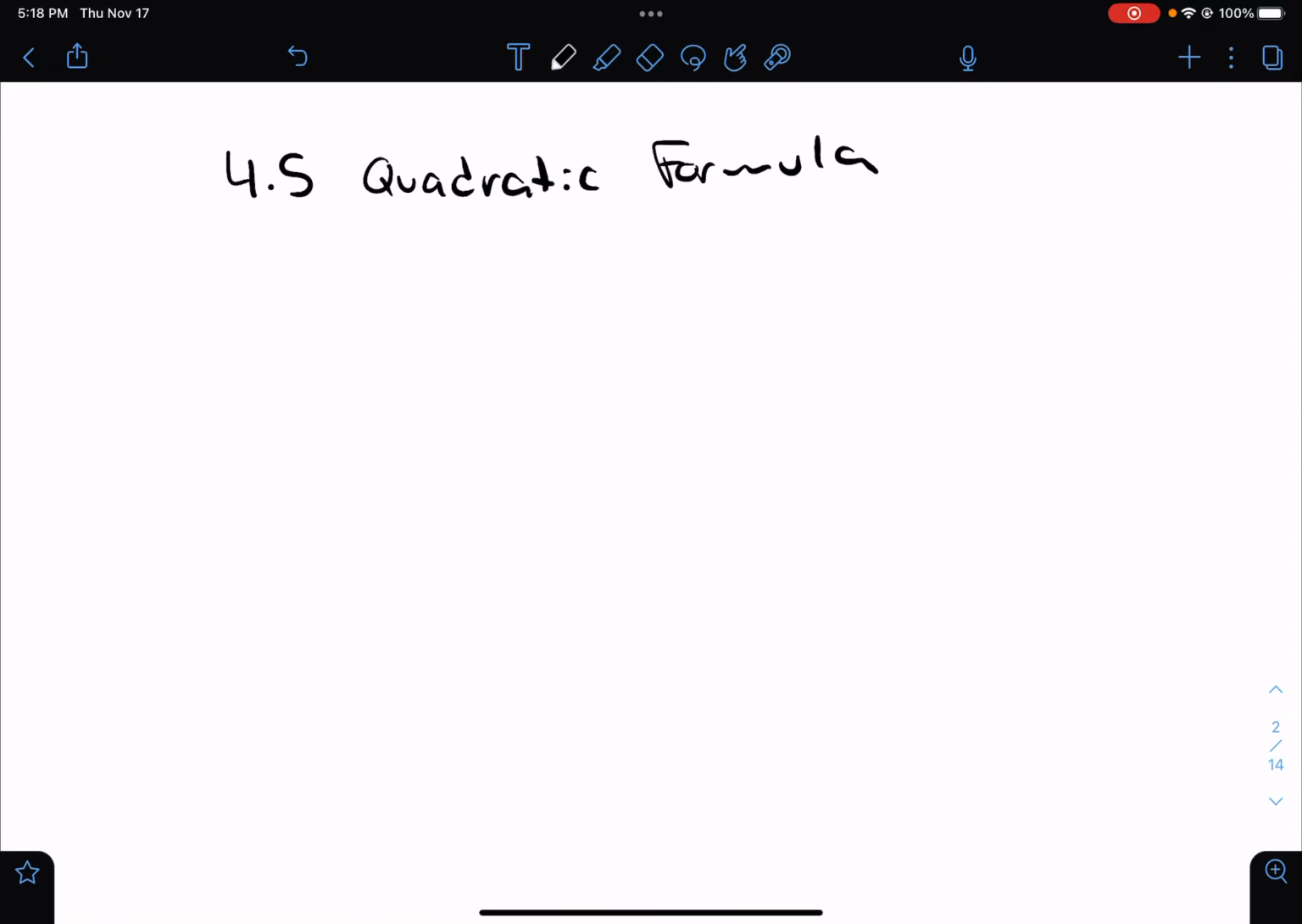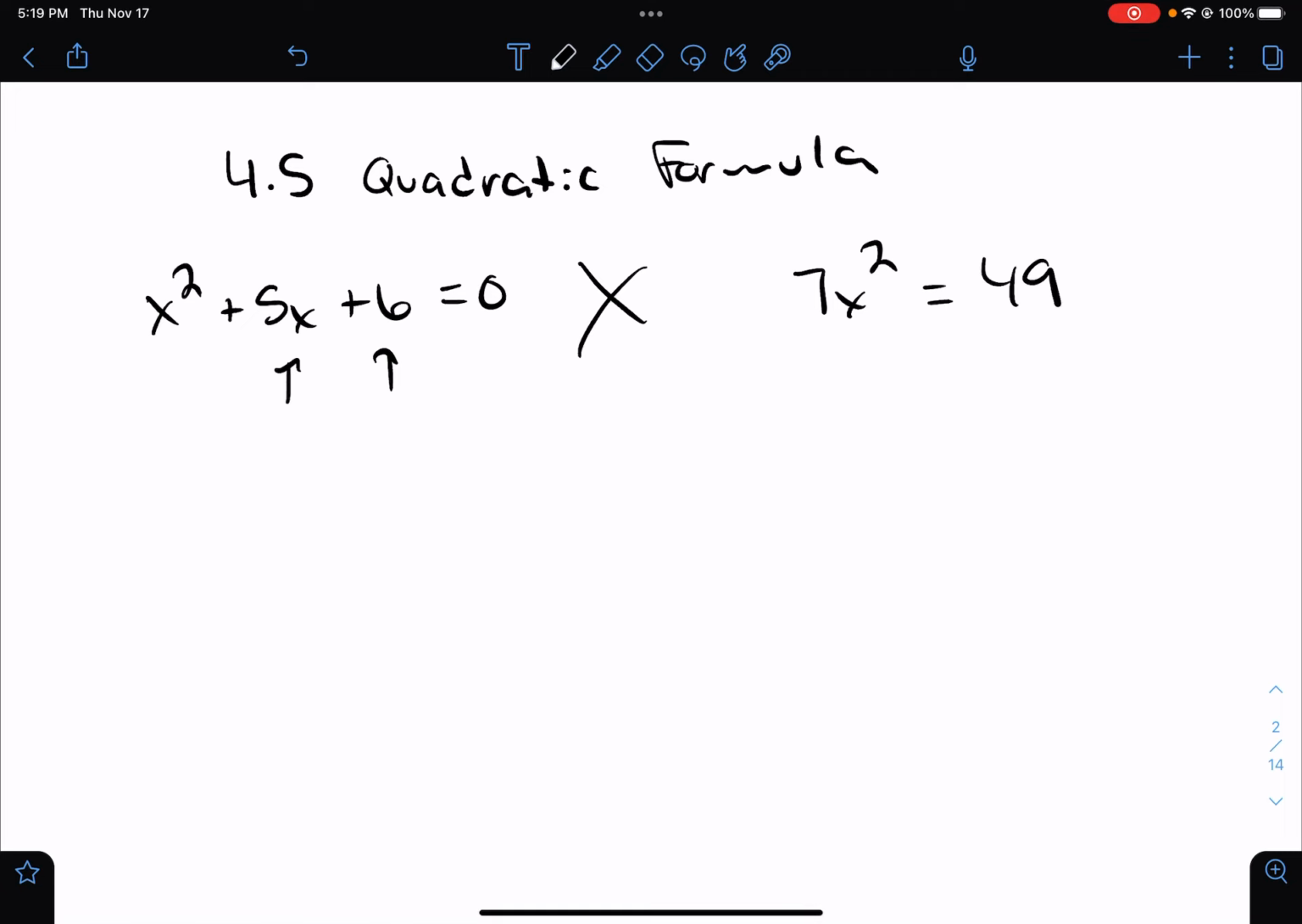So what the quadratic formula is, it gives me a way to solve any quadratic equation. We've been solving things like x squared plus 5x plus 6 equals 0. That's really easy to solve because the numbers are nice, right? We can just do the big X. We've also been doing things like 7x squared equals 49, and you just do railroad tracks and solve this one. So all of the things that we've done so far work, especially when the numbers are nice.